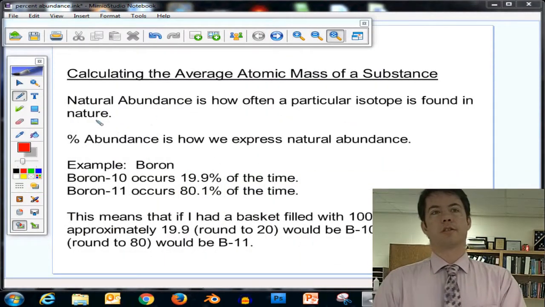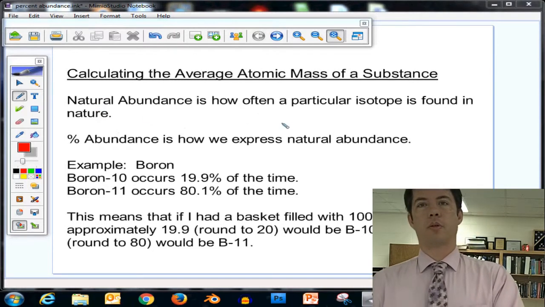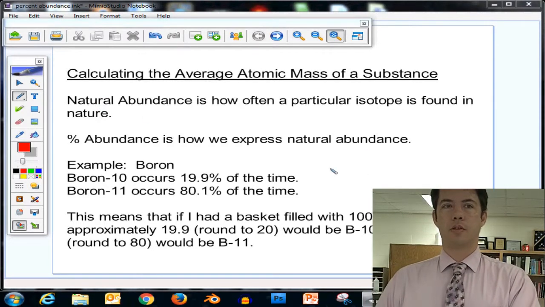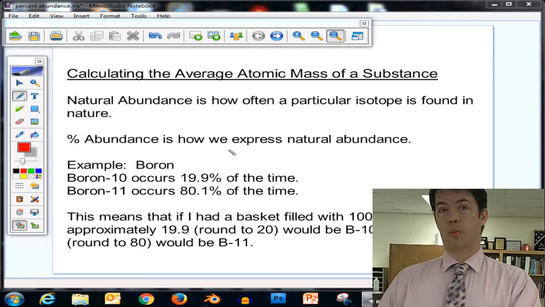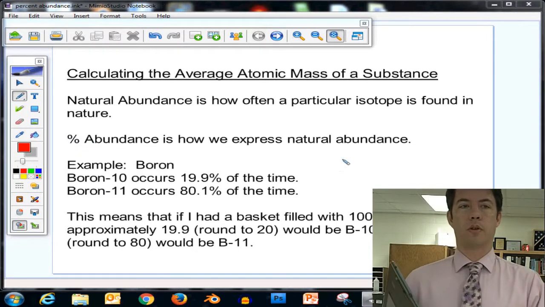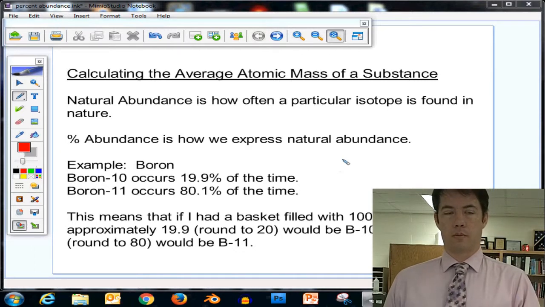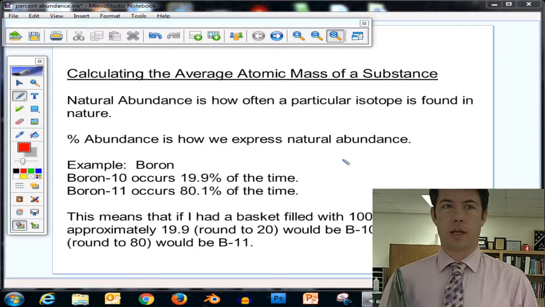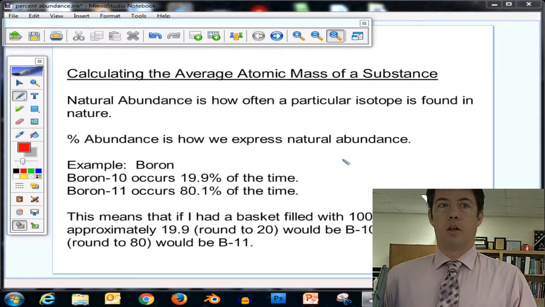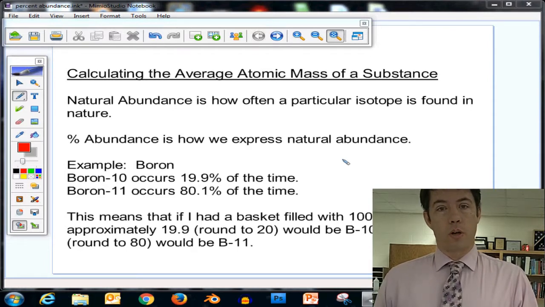So let's look at this. Natural abundance is how often a particular isotope is found in nature. And we use percent abundance to express this natural abundance. So for example, boron-10, the isotope of boron with a mass of 10, occurs 19.9% of the time. So that's its percent abundance. Boron-11 occurs 80.1% of the time.